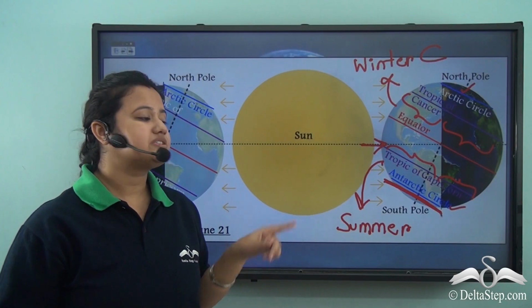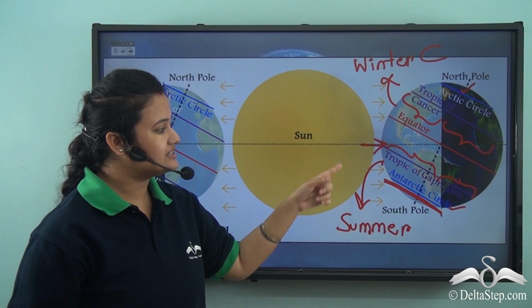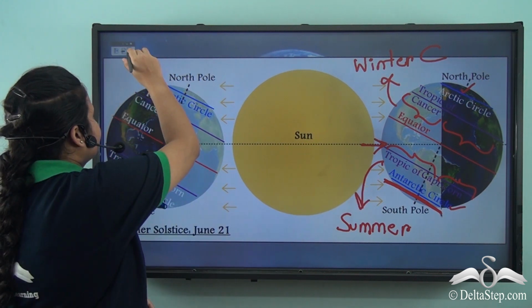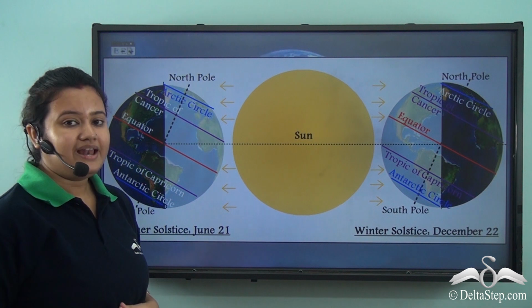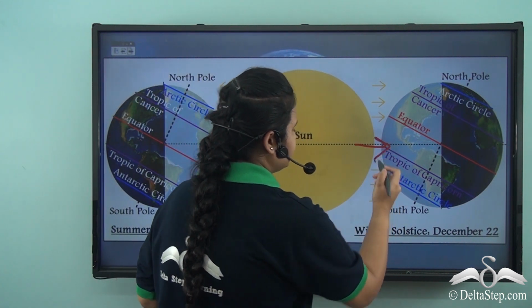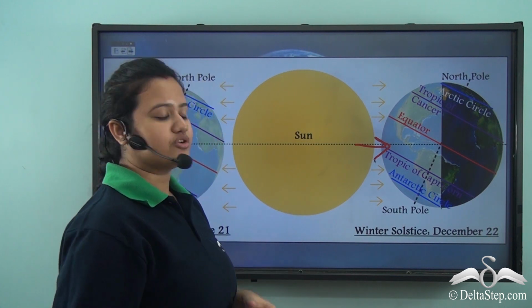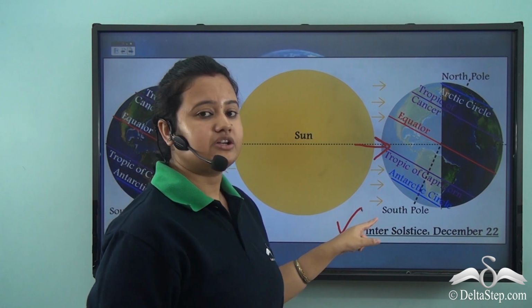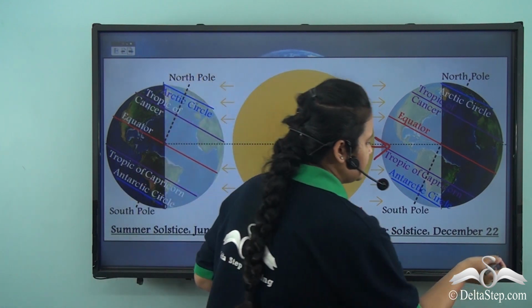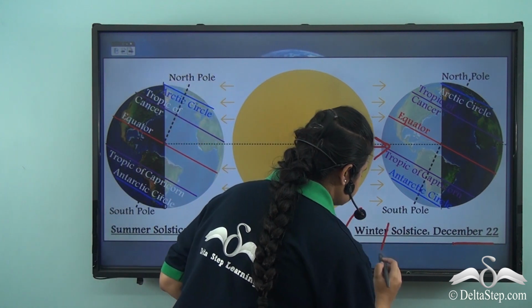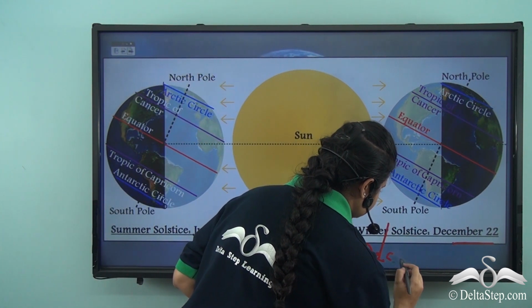Now, do you know what this moment of the year is called when the sun's rays are vertical over the Tropic of Capricorn? Well, when the sun's rays are vertical over the Tropic of Capricorn, this particular moment of the year is known as winter solstice. This particular event takes place on 22nd December. So, another name for winter solstice is December solstice.